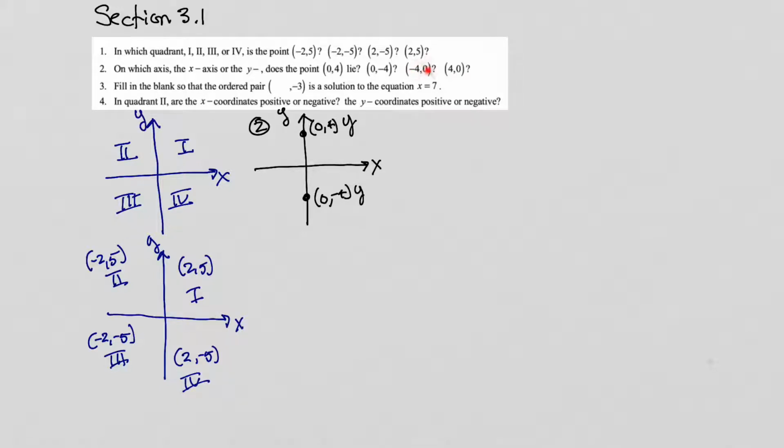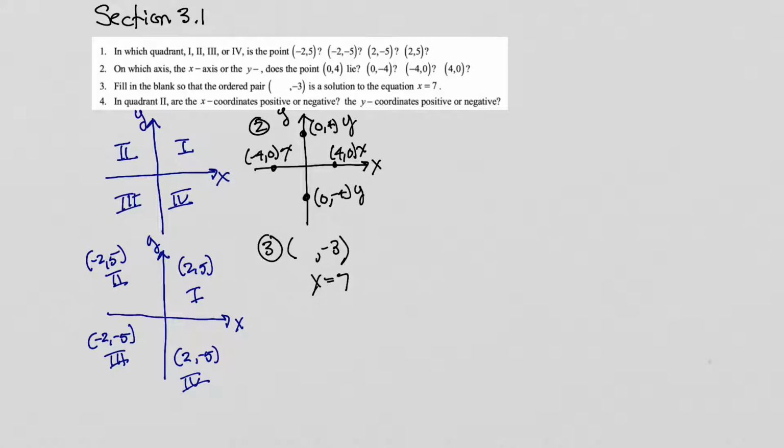This point here is -4, 0. So to the left 4 on the x-axis, and no vertical. So we're looking at this point here, -4 and 0, and that's on the x-axis. And the last one is +4, 0. So 4 to the right, no vertical. So that's this one right here, 4, 0, and that's on the x-axis also.